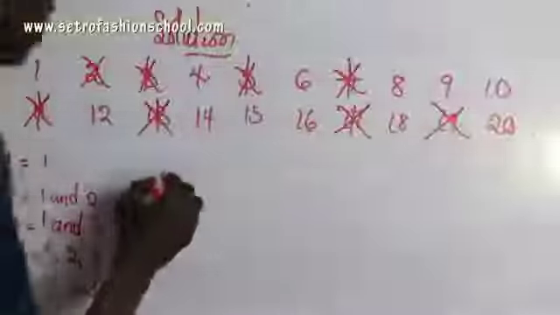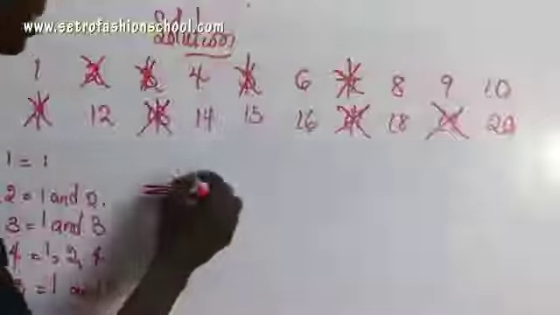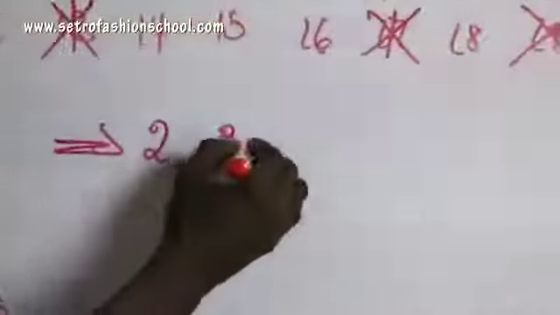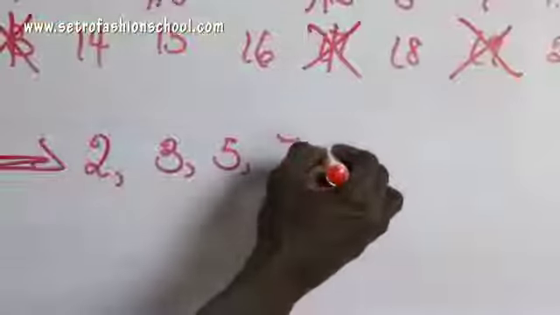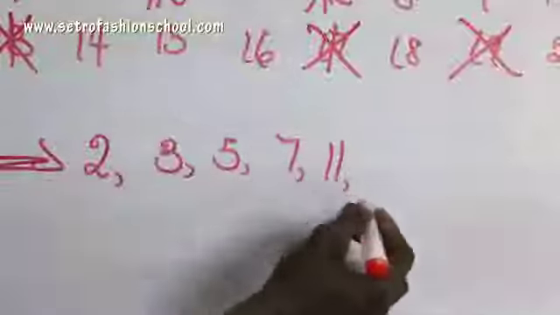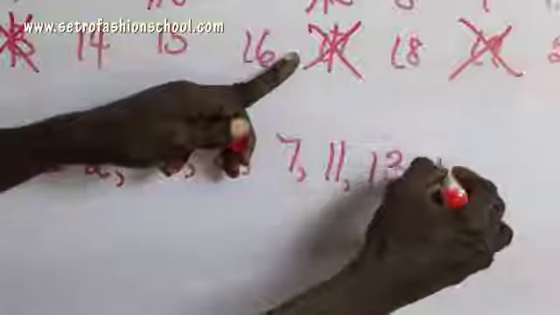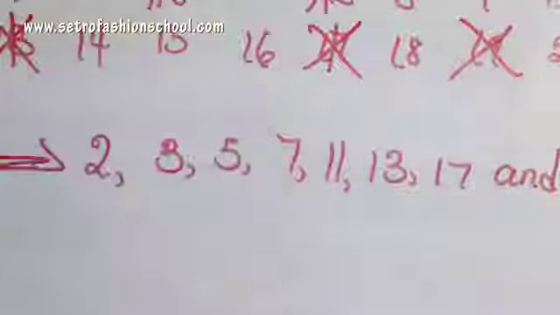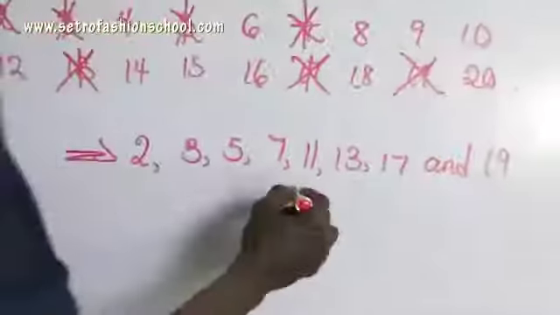Now, what are the prime numbers? Let's write them out. Can you follow me? 2, 3, 5, 7, 11, 13, 17, and 19. These are the prime numbers between 1 and 20.